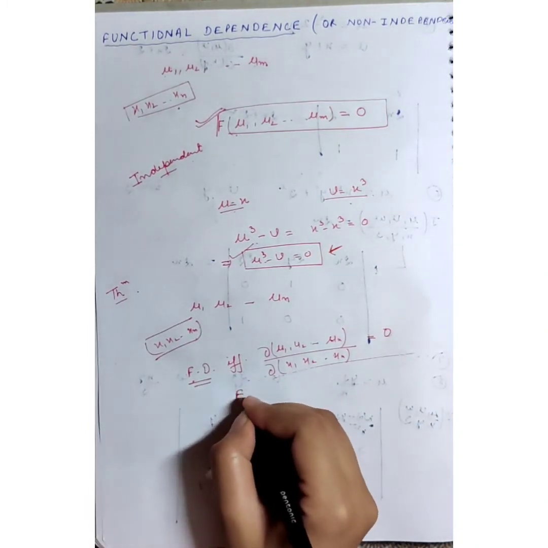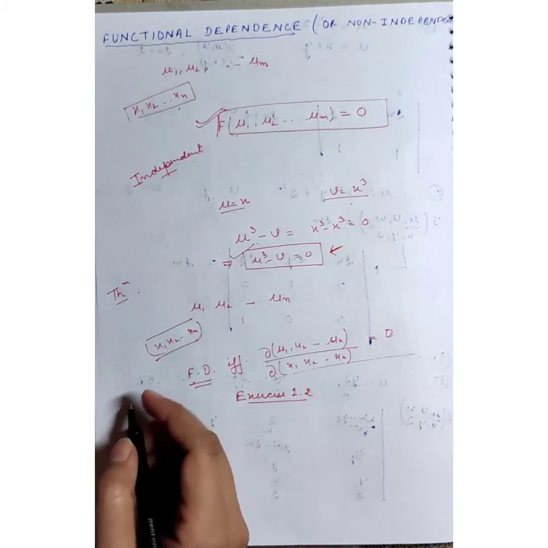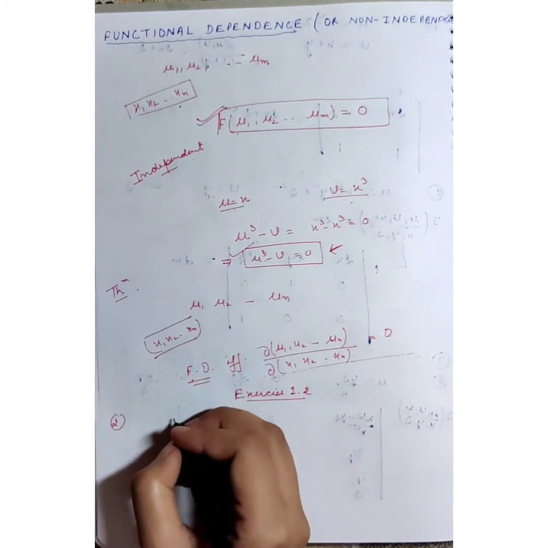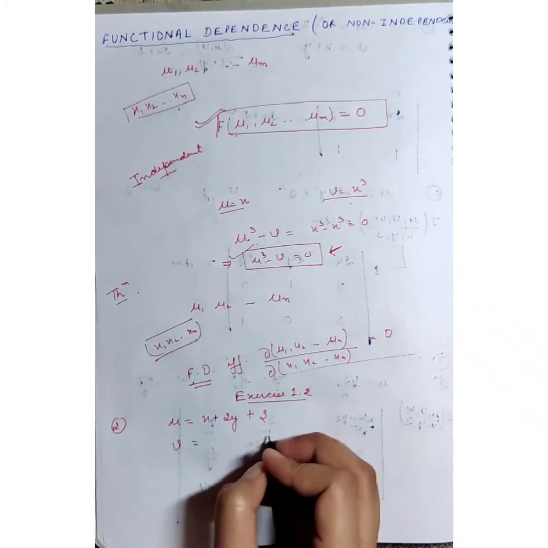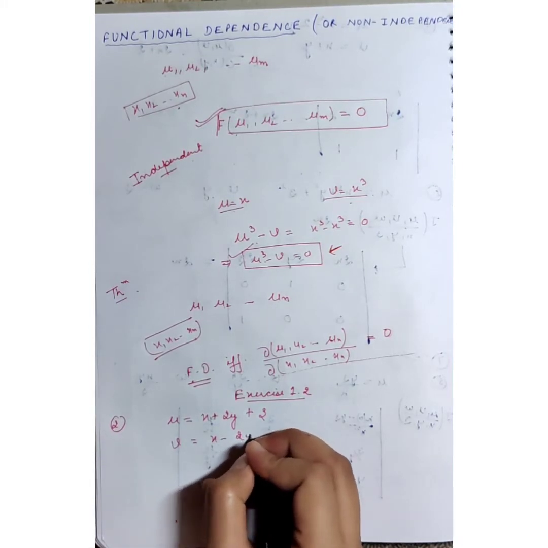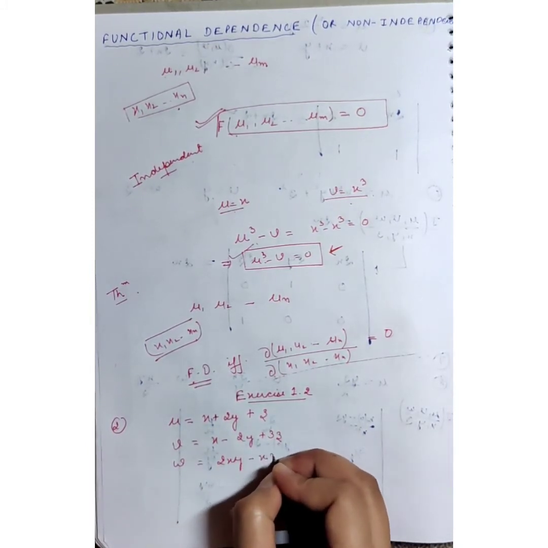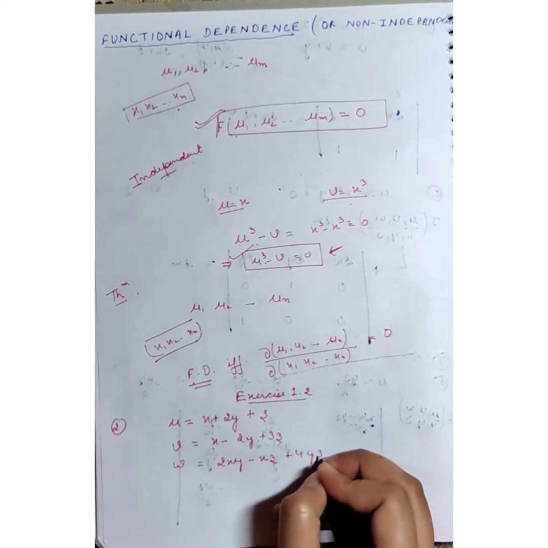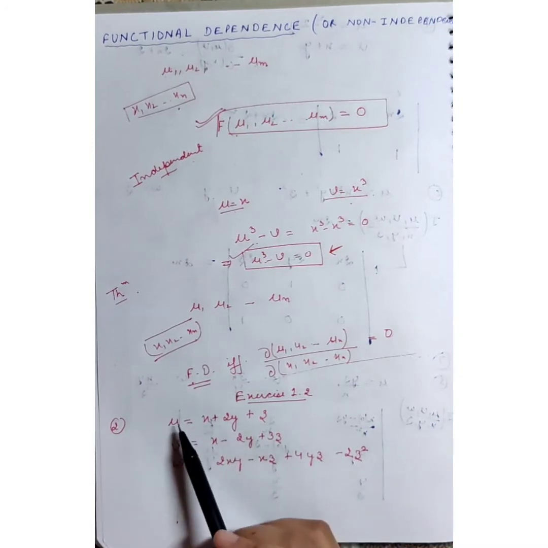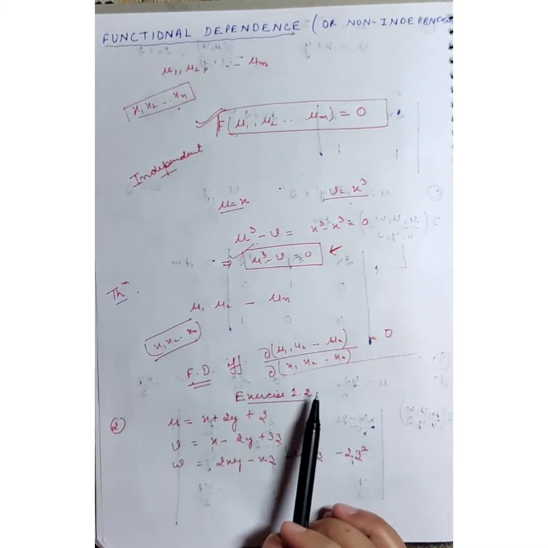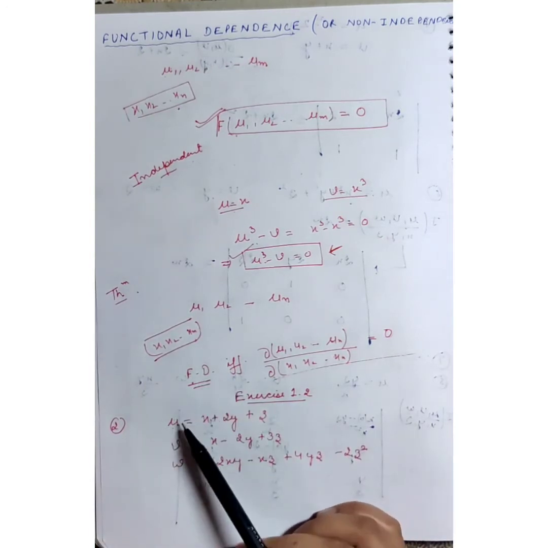Now let's start with the exercise 1.2, question number 2. Show that the functions u is equal to x plus 2y plus z, v is equal to x minus 2y plus 3z, w is equal to 2xy minus xz plus 4yz minus 2z square are functionally dependent. We have to show that these three functions u, v, w, which are functions of x, y, z, are functionally dependent.